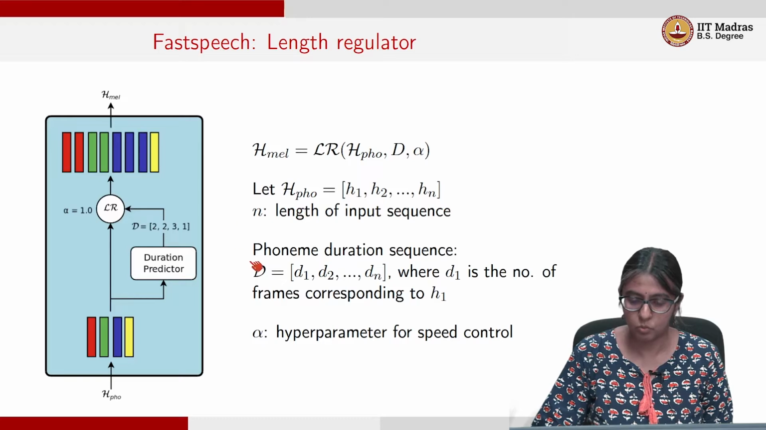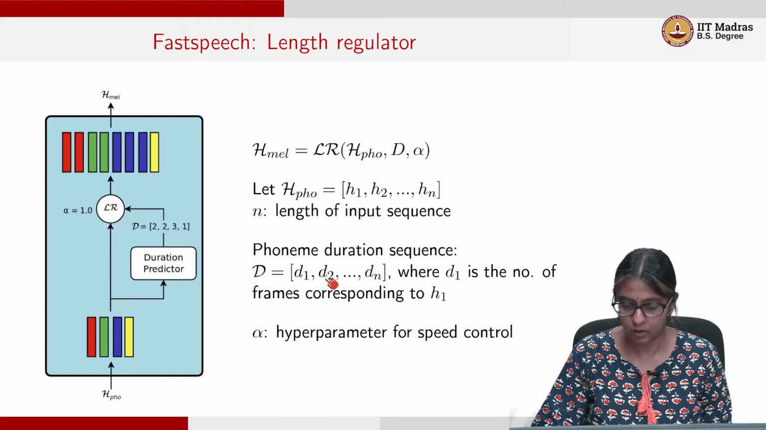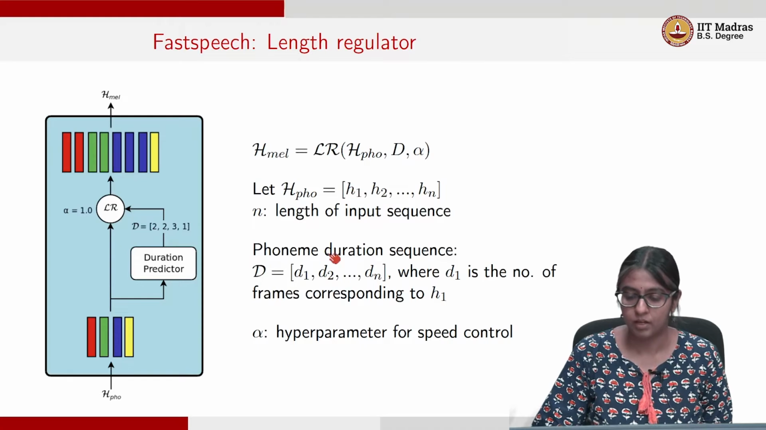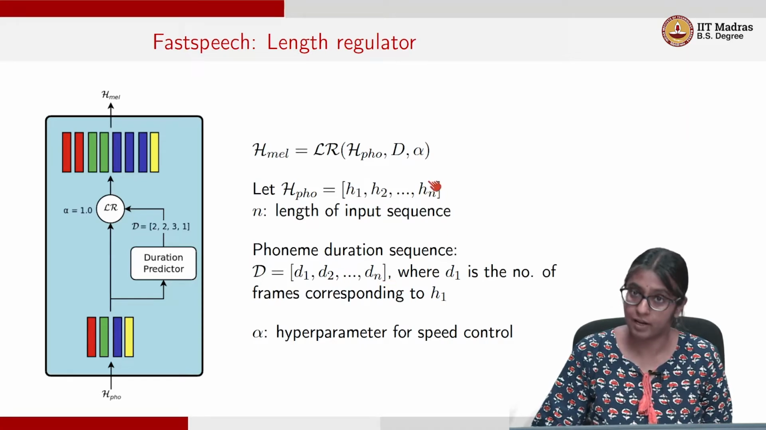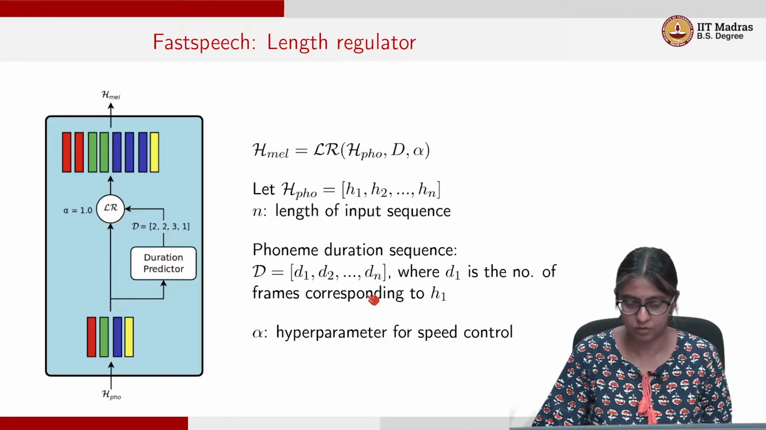And you have the duration prediction has to give this vector d, going from d1, d2 to dn, where d1 corresponds to the number of frames corresponding to H1, the hidden state of the phoneme sequence, the first phoneme, and dn corresponds to the number of frames for the last phoneme in the text. Okay. And again, alpha is a hyperparameter for speed control.